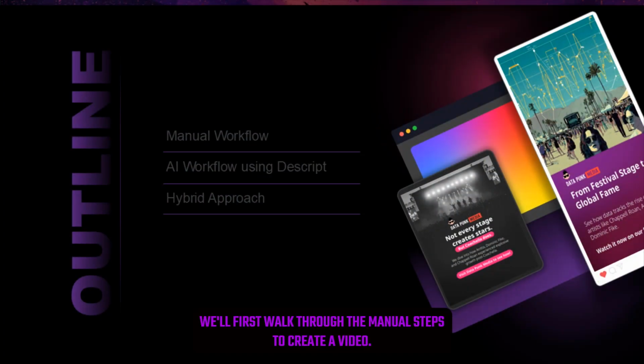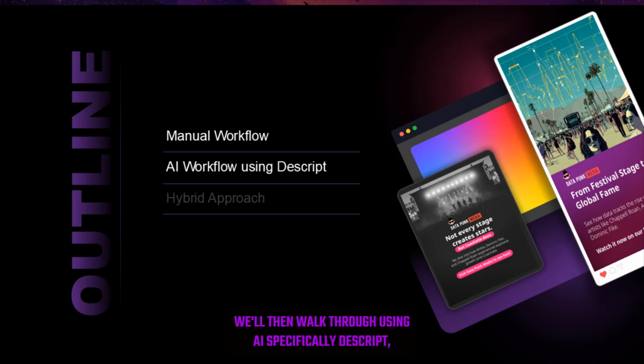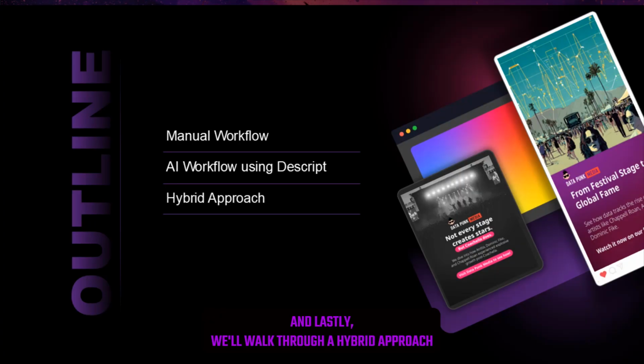We'll first walk through the manual steps to create a video. We won't bury the lead here. It's time-consuming and not super productive. We'll then walk through using AI, specifically Descript, which can automatically create clips and highlight reels for you. And lastly, we'll walk through a hybrid approach, which uses a pre-formatting technique to create different versions of video that you can then use as inputs into Descript.